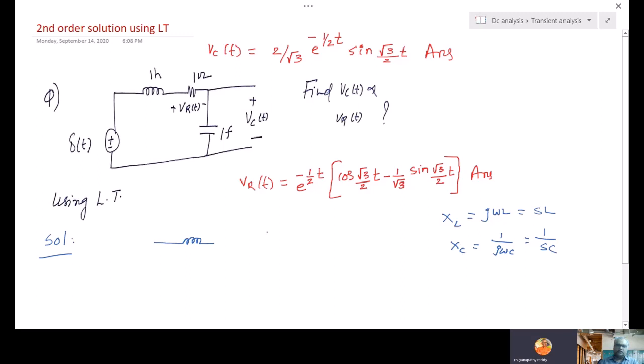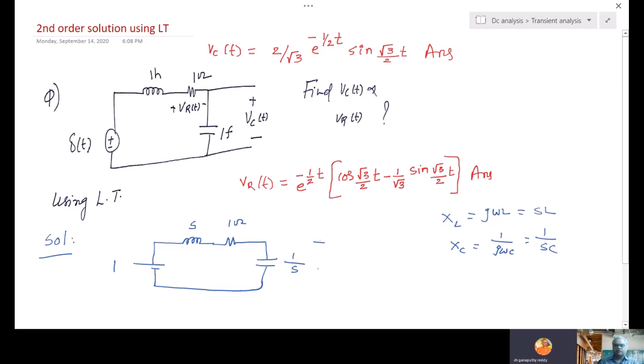And initial value is 0. So sL, L value is 1, so it is simply s. Resistance will not change, 1 ohm. Capacitive 1 by sC, C is 1, so 1 by s. And Laplace of impulse is 1. This is 1. Everything in s domain.